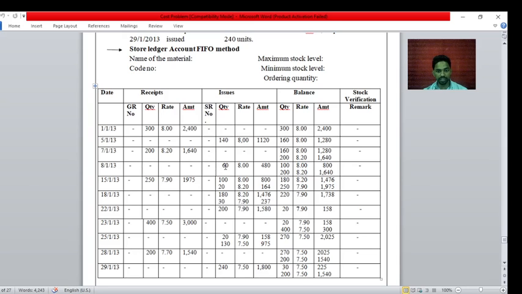So these 60 units we have to issue from this 160 units at the rate of 8. 60 into 8 rupees is 480. Again we have to maintain the stock on this date. The remaining stock from the earlier lot, after 60 units issued, is 100 units at the rate of 8, and the amount will be 800. The second lot, as it is, we maintain 200 at the rate of 8.20, balance 1640. Is it clear? Okay, so like this we have to solve.